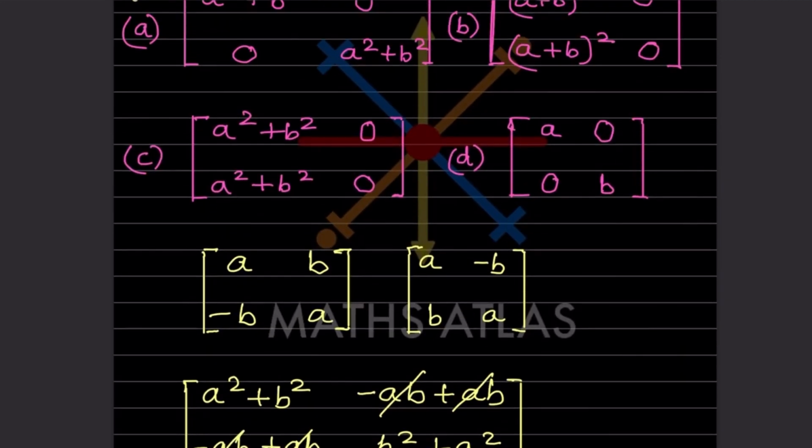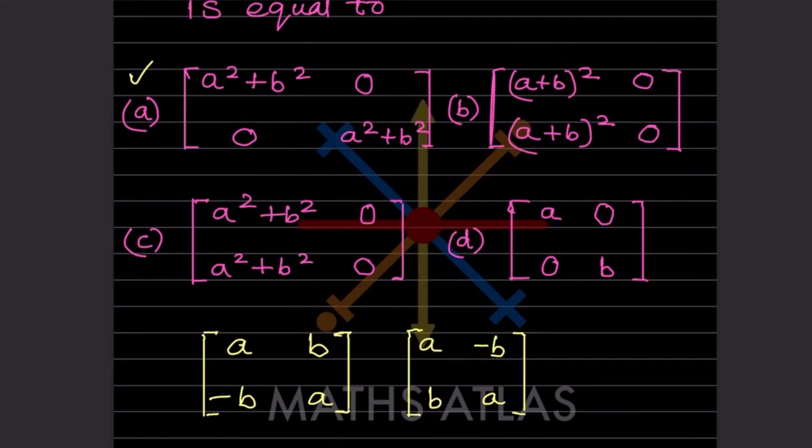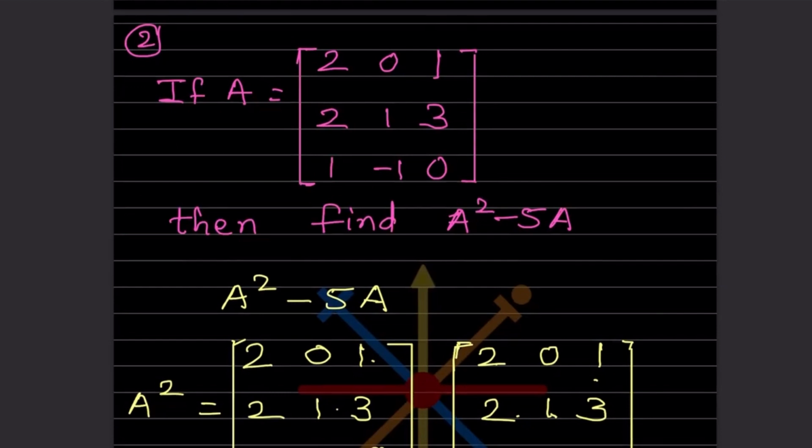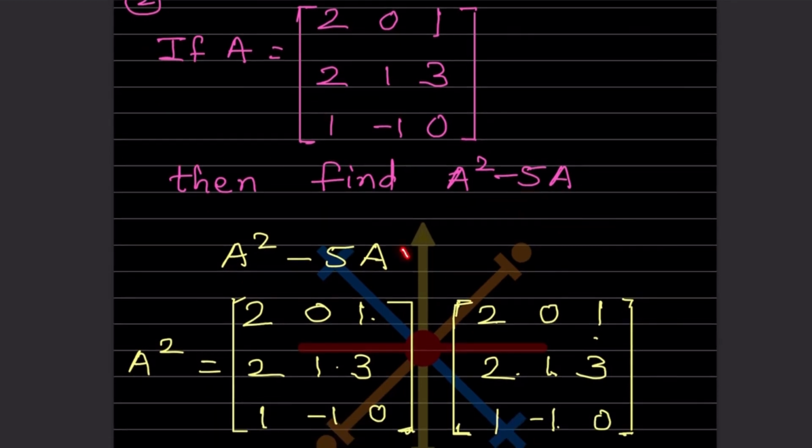So what is the option here? Can you see the first one? That is A. This is the option. Now here it's given, if A is, this is the matrix given. So we have to find the value of this one, A square minus 5A. So first thing, A square minus 5A.